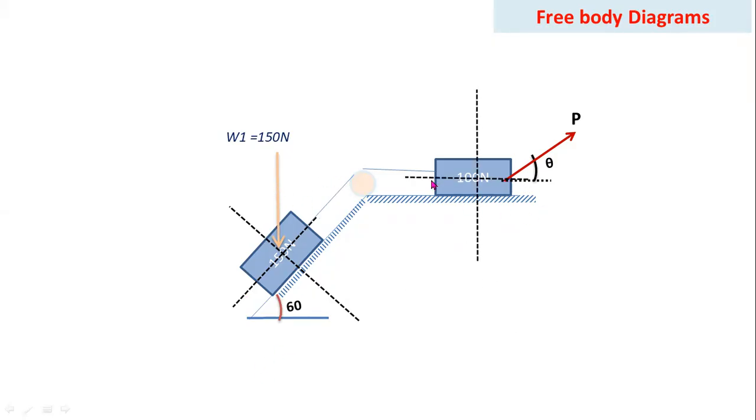For block 2 you have to consider horizontal and vertical axes. This horizontal axis is parallel to the horizontal plane, this vertical axis is perpendicular to the horizontal support. Now you have to consider self weight 100 newtons vertically downwards. Here the self weight of the body lies on the vertical axis.